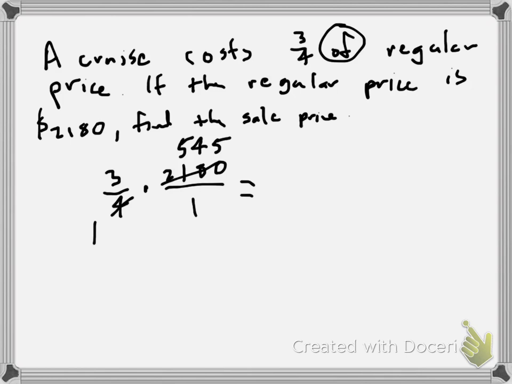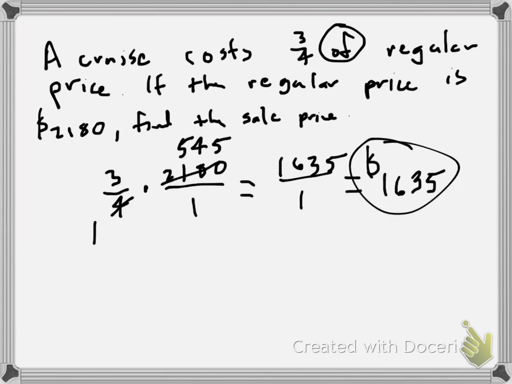Okay? And since everything on the bottom is a bunch of 1s, we're done with our reducing. So we're just going to multiply straight across the top, straight across the bottom. So 3 times 545 is 1635. On the bottom, 1 times 1 is 1. As you do this, you'll get used to where you just drop that off. You don't even have to write it if you don't want to. And so 1635 is going to be our sale price for this cruise.